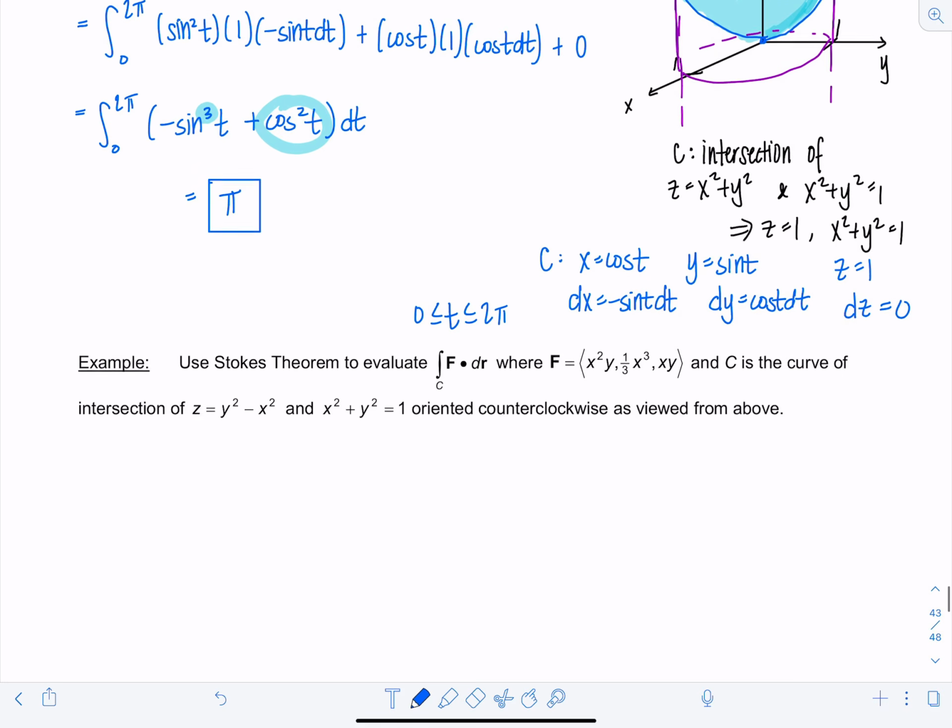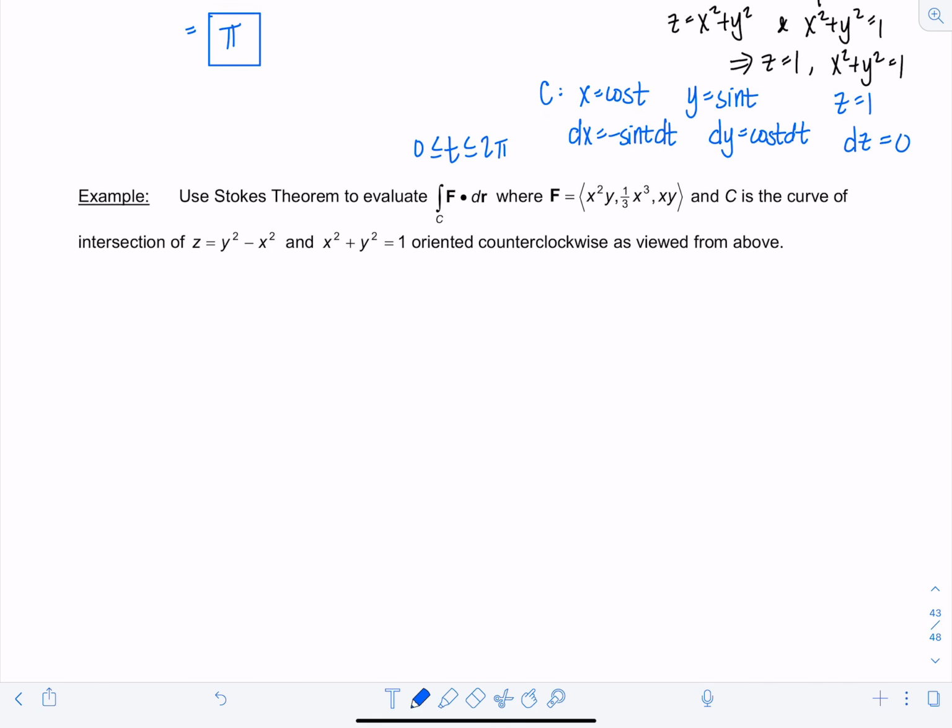So use Stokes Theorem to evaluate the work, but instead of using a line integral, we're going to use a surface integral, right? Just do the opposite of what they say if they're asking you to use Stokes Theorem, where your vector field is given as follows, and C is the curve of intersection of z equals y squared minus x squared. Do you know what this is? It's our beloved saddle. And x squared plus y squared equals 1. We know what that is. That's a cylinder. Oriented counterclockwise as viewed from above.